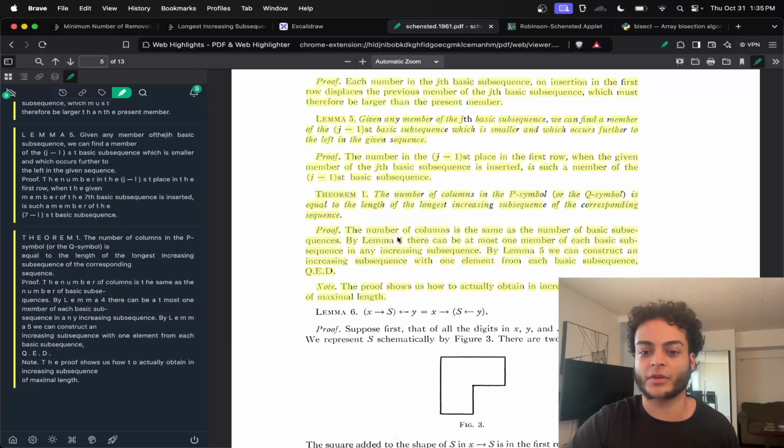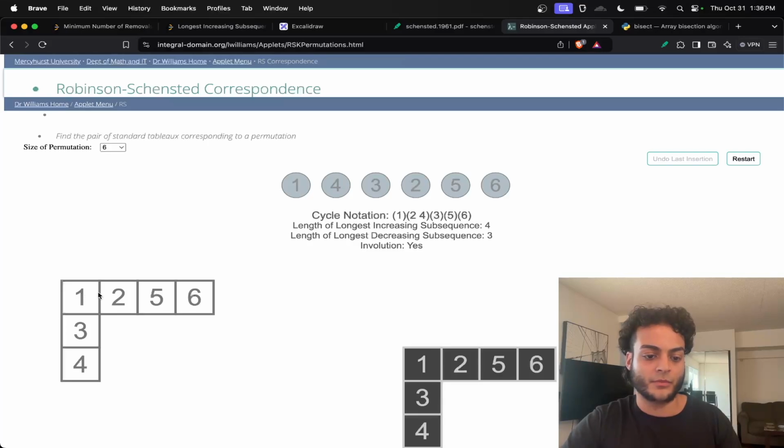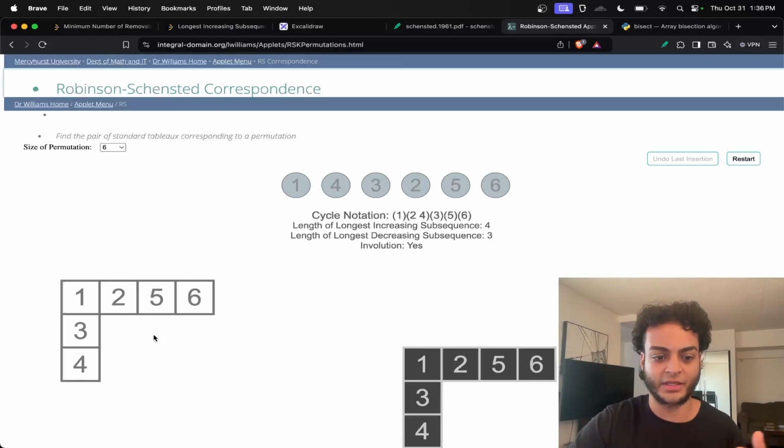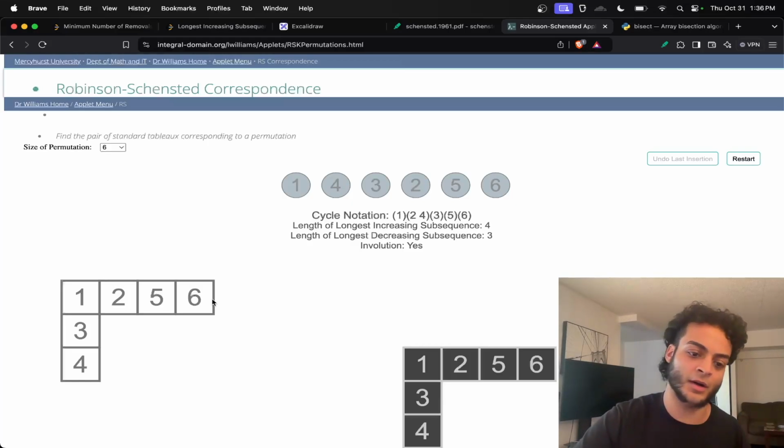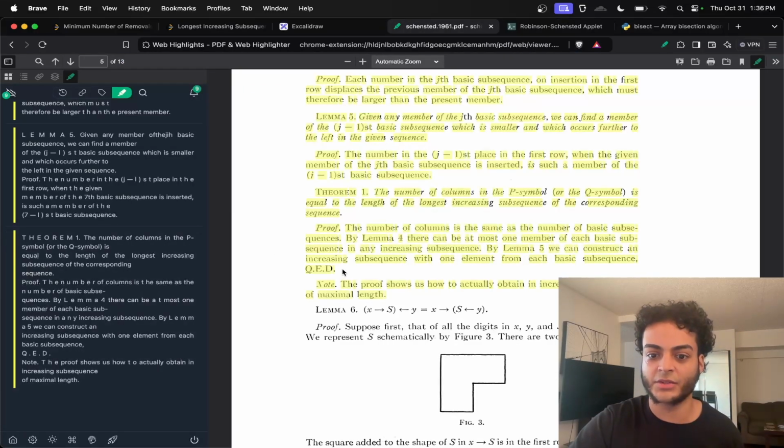And so by lemma 4, there can be at most one member of each basic subsequence in any increasing subsequence. So that is to say, only one number from each of those sequences we talked about, so 1, 4, 3, 2, 5, and 6, can actually be in this top row, because if it wasn't, then it would break the definition of basic subsequence that we upheld. So then lastly, it says lemma 5, we can construct an increasing subsequence with one element from each basic subsequence.